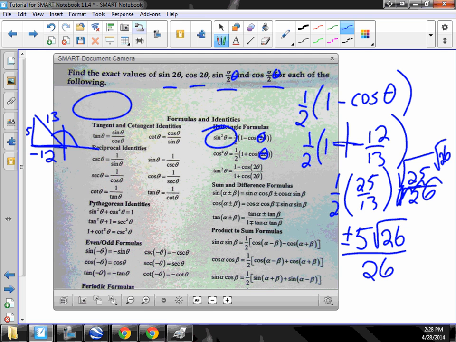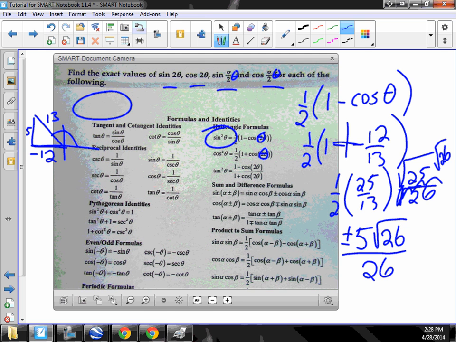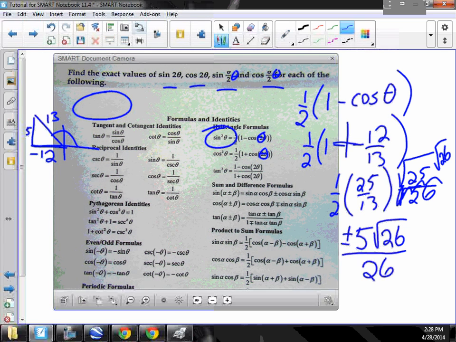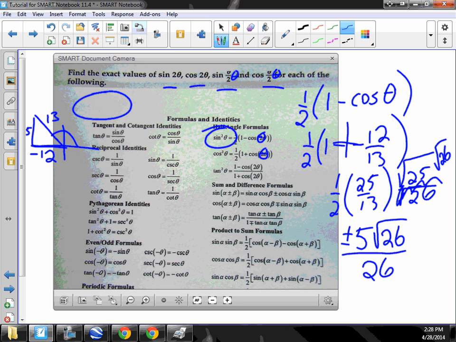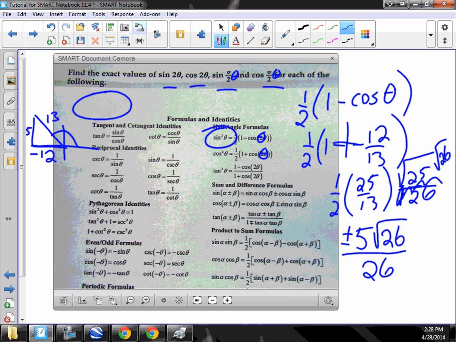Does 26 have any perfect squares in it? Does 4 go into 26? No. Does 9? No. 16? No, so it's not going to simplify. Okay. Is it plus or is it minus?